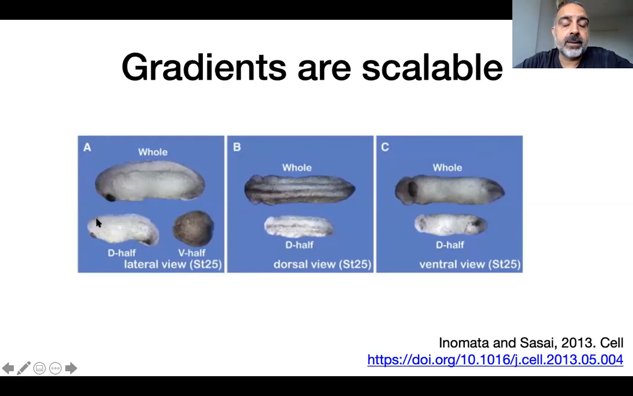If you isolate the dorsal half and the ventral half, the ventral half only forms ventral structures, okay? But the dorsal half now forms a perfectly fine embryo. So something is happening that enables at least part of this gradient to be reconstituted in a very robust and size-independent fashion. And so what we're going to talk about for the majority of this lecture is what these mechanisms could be. So do we have any questions up until this point?